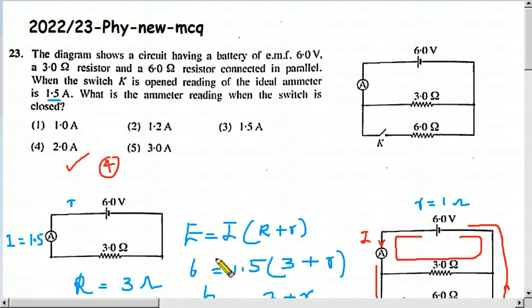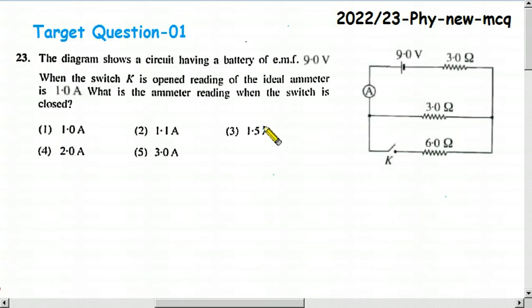So children, let us do some of what we call the target questions now. Children, here is our target question. The first one, target question number 1. Read the question carefully. I have done some alterations. So you have to now answer it on your own without looking at my answer. Pause the video. Now start.